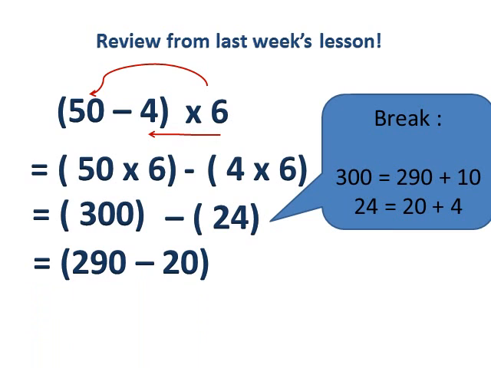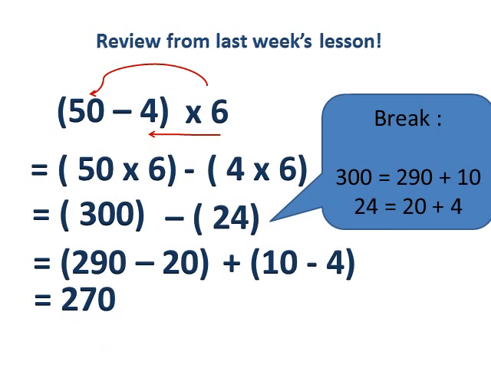Okay, so how do we show that here? This one, 290 minus 20, and then you add the 10 minus 4. I know this looks a little bit complicated, but if you practice this over and over, it should look at least easier. Okay, so 290 minus 20 is 270, plus 6, so therefore you have 276.